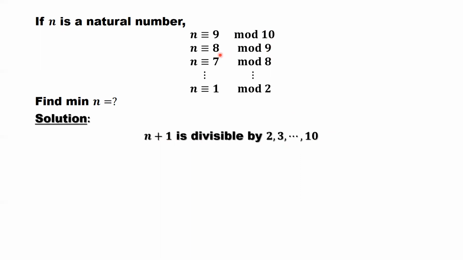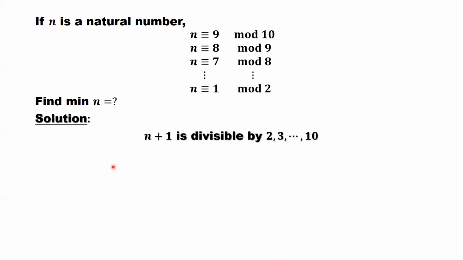Look at the 9. If both sides plus 1, n plus 1, here it should be 9. 9 is divisible by 9. So n plus 1 is divisible by 9. So here, similarly, n plus 1 is divisible by 2, by 3, by 4 until 10. So n plus 1 is divisible by all those consecutive numbers from 2 to 10.